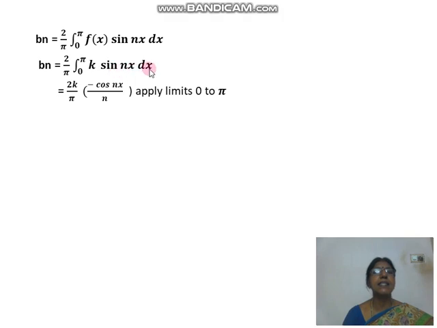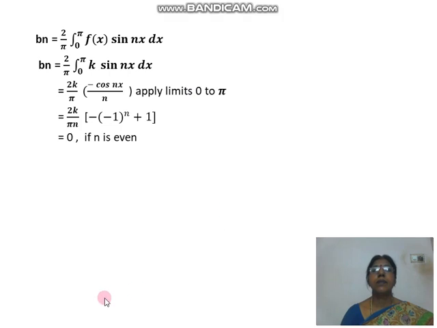What is integral sin nx dx? This is minus cos nx by n. You apply limits 0 to pi. What do we get? Bring the 1 by n this side. It can be written as 2k by pi n times minus cos n pi, which means minus of minus 1 whole power n, and then for the 0 limit, minus of minus means plus cos 0, that is 1.